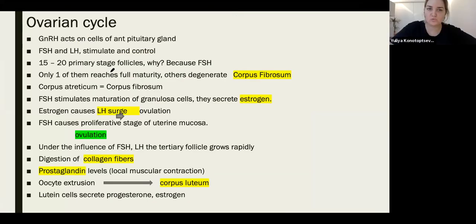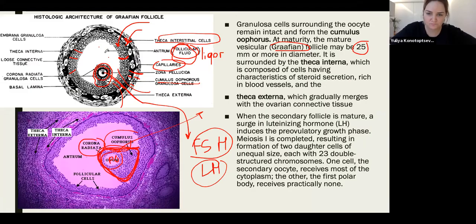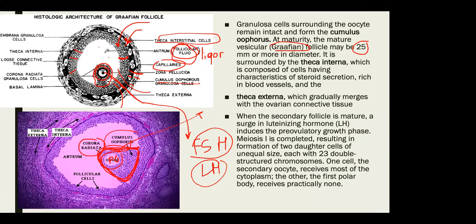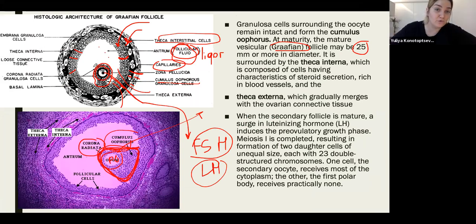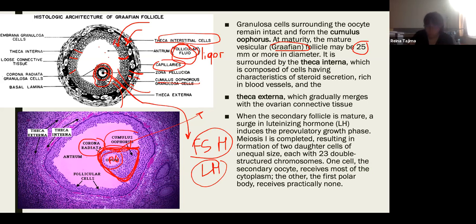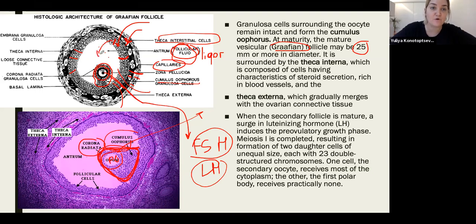I just told you. What does LH do? It increases the fluid inside. Very good. It increases the fluid inside of the follicle. It binds to granulosa cells and causes granulosa cells to secrete follicular fluid into the antrum.